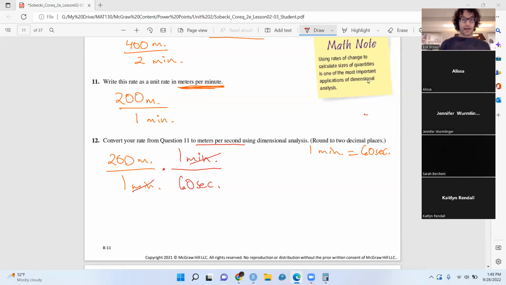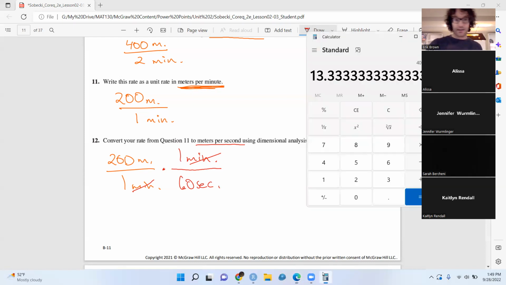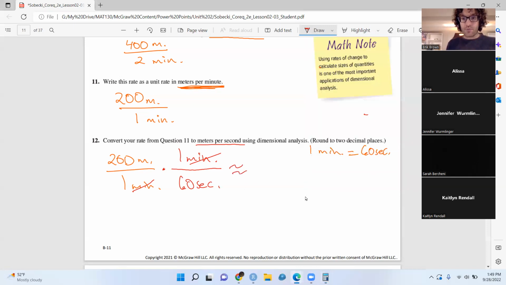So let's see. I don't know what 200 divided by 60 is. It's 20 over 6, which is 3.33333333 forever. So this is approximately equal to 3.33 meters per 1 second. I don't know if that's super fast or not. I used to run, but I didn't really track my data too much.